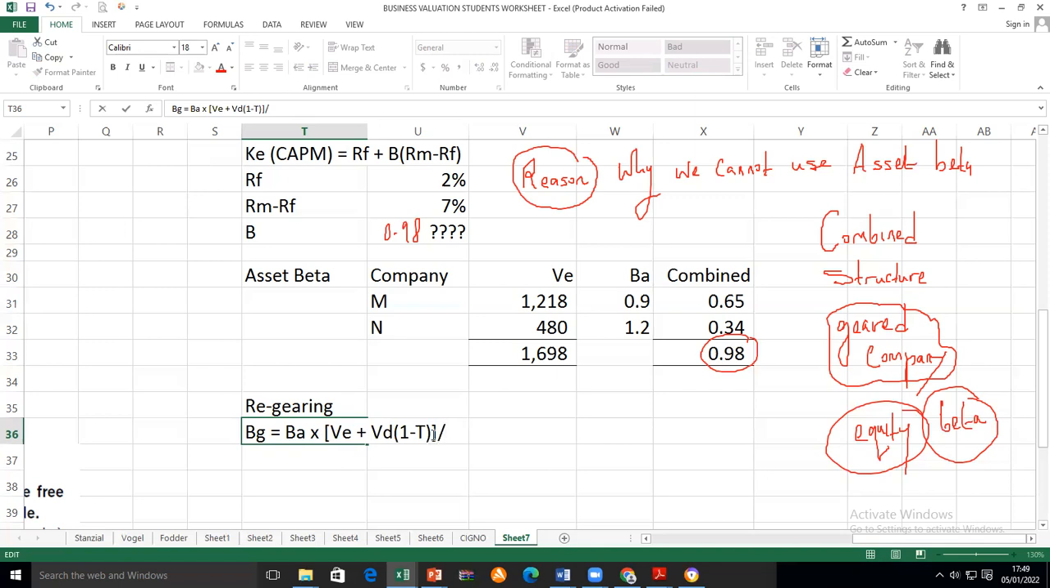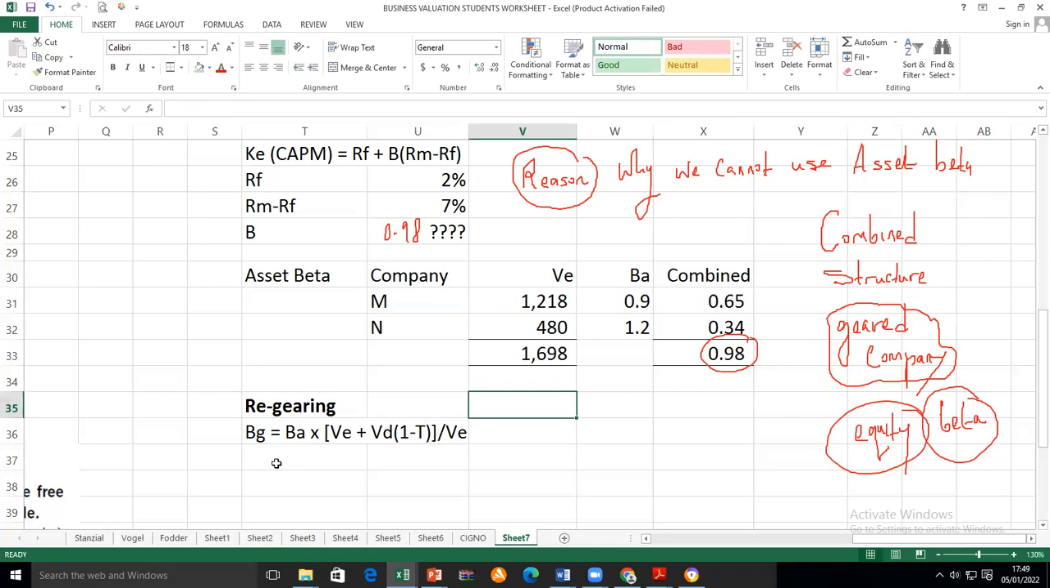Divide by what? VE. Yeah. Okay. Are we all happy with that? Please, this is in every question, this will be the same. It's not different, it will be the same. Okay.